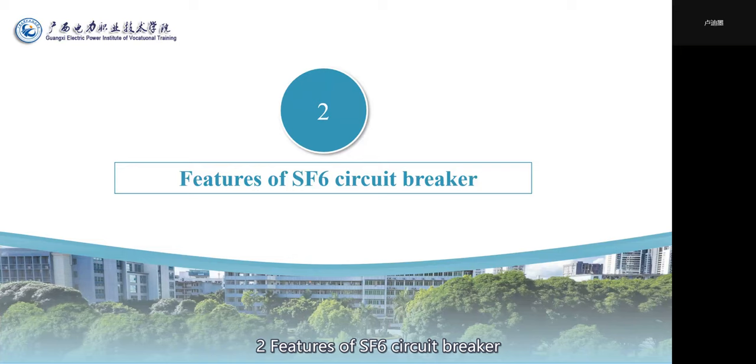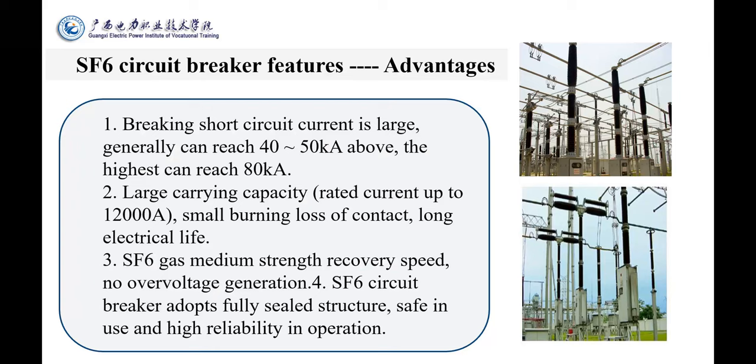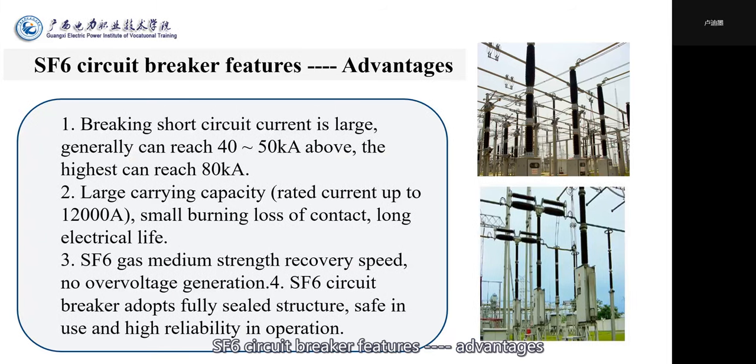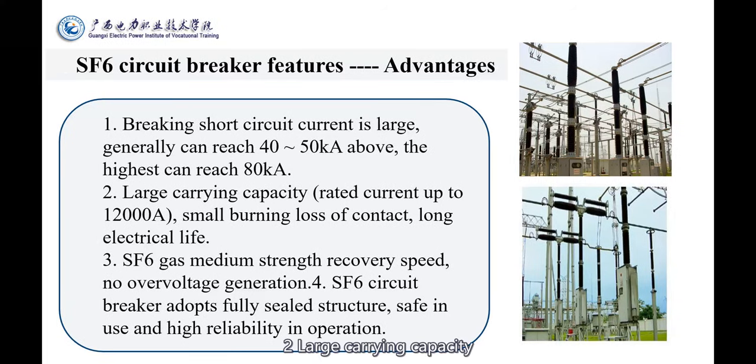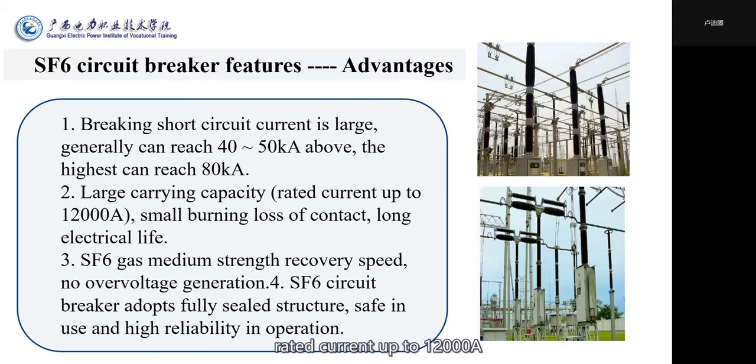Two. Features of SF6 circuit breaker. Advantages. 1. The breaking short circuit current is large, generally reaching 14 to 15,000 amperes and above, and the highest can reach 18,000. 2. Large carrying capacity, with rated current up to 12,000 amperes. Small burning loss of contacts and long electrical life.